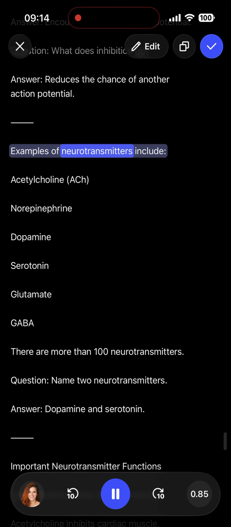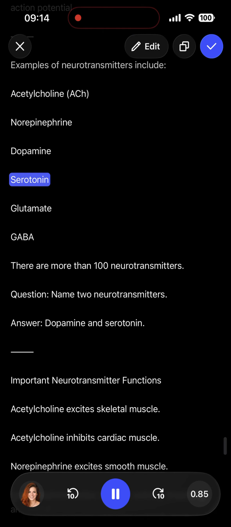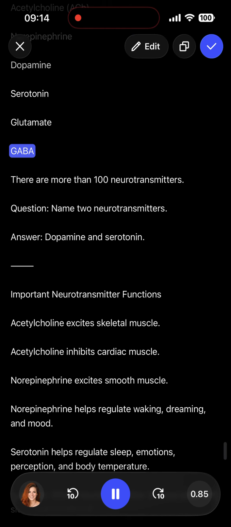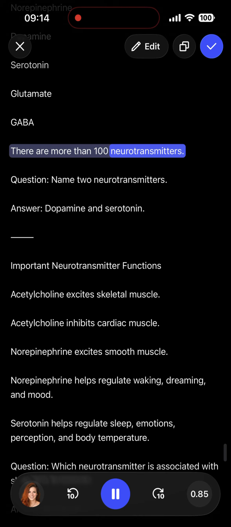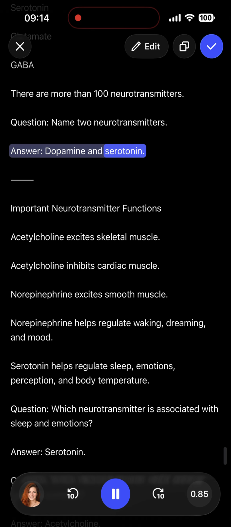Examples of neurotransmitters include acetylcholine, norepinephrine, dopamine, serotonin, glutamate, and GABA. There are more than 100 neurotransmitters. Question, name two neurotransmitters. Answer, dopamine and serotonin.